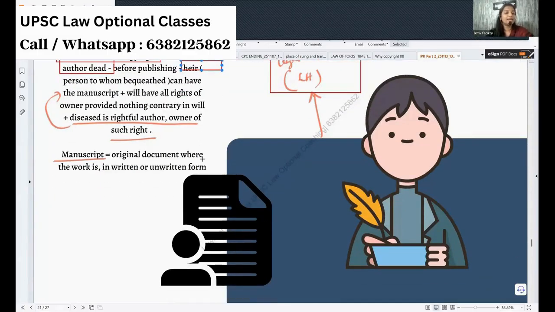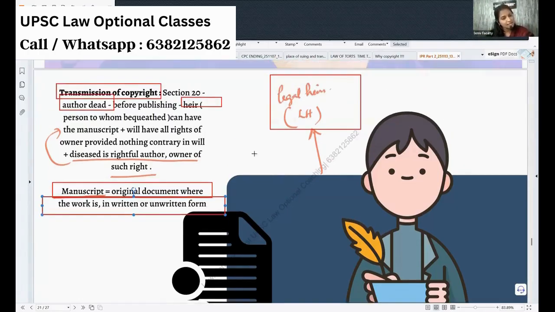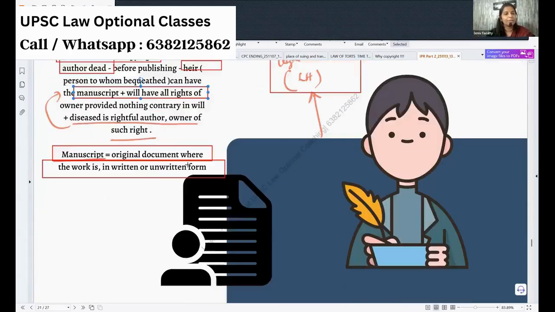The heir will be having the manuscript actually, the original document where the work is written. Say, for example, I'm writing a very big novel and it is so big that I wrote it for 80 years till I'm 80 and I am dead before publishing it. So my daughter publishes it. Yes, she can do it. She will be having the access to the manuscript. So my right transmits to her. So this is called transmission. And this transmission can be done by a will or even without a will. And the person will have the manuscript and also will have all the copyrights. That's very, very, very important.